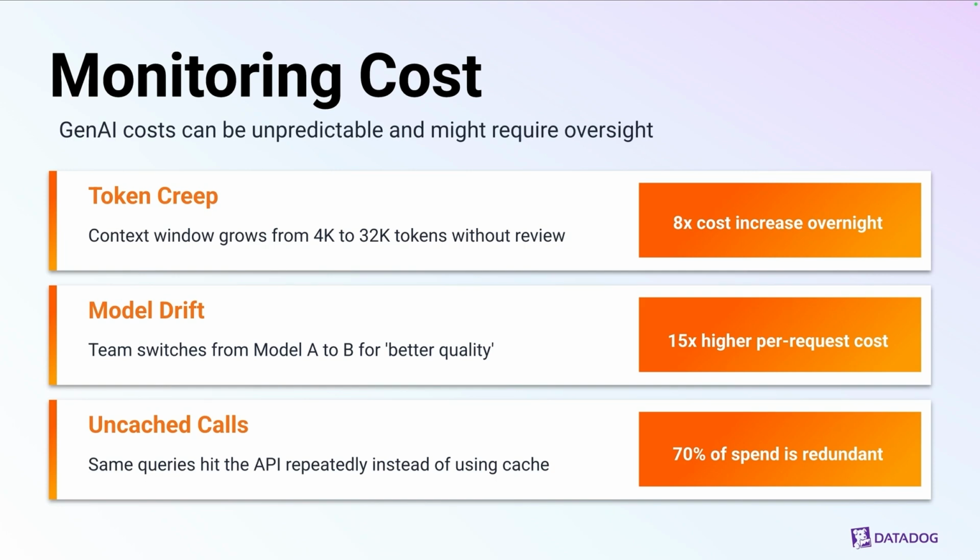And finally, there are uncached calls. In GenAI, the same query can hit the API repeatedly if you haven't implemented an effective caching layer. And we've seen cases where your spend is redundant because the system is paying for the exact same model completion over and over again. And without granular visibility into these 3 areas, that's token creep, model drift, and uncached calls, your costs can escalate rapidly.